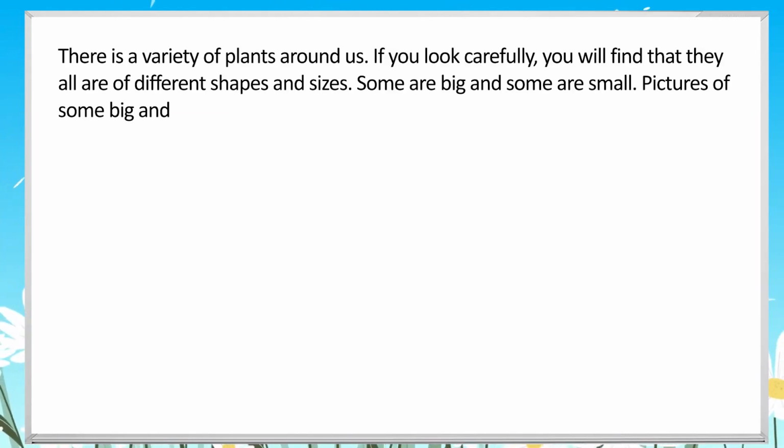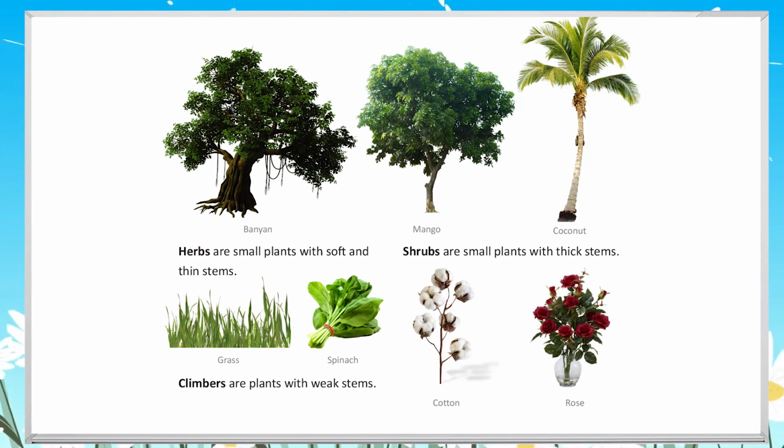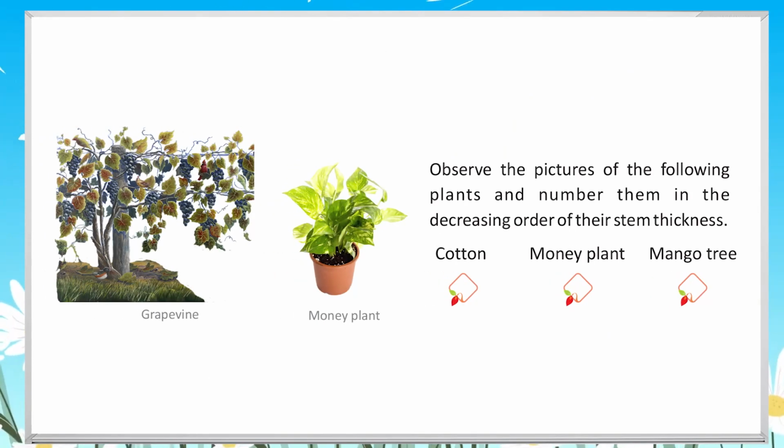There is a variety of plants around us. If you look carefully, you will find that they all are of different shapes and sizes. Some are big and some are small. Pictures of some big and small plants are given below. Tall and strong plants are called trees: banyan, mango, coconut. Herbs are small plants with soft and thin stems: grass, spinach. Shrubs are small plants with thick stems: cotton, rose. Climbers are plants with weak stems: grapevine, money plant.